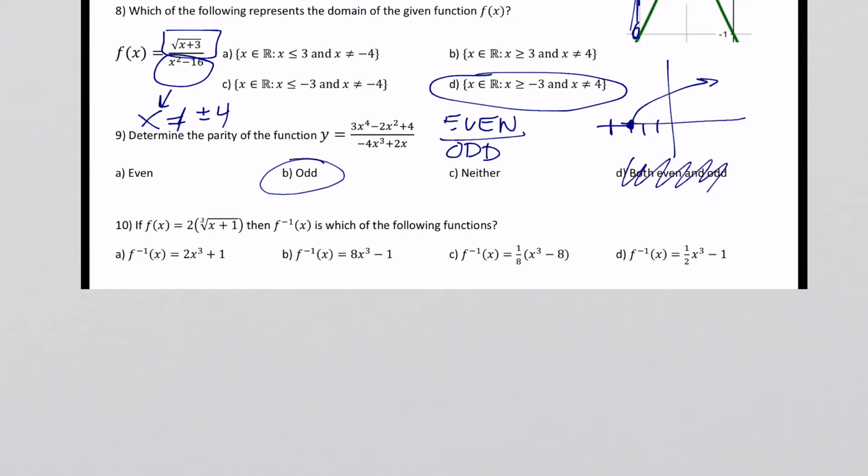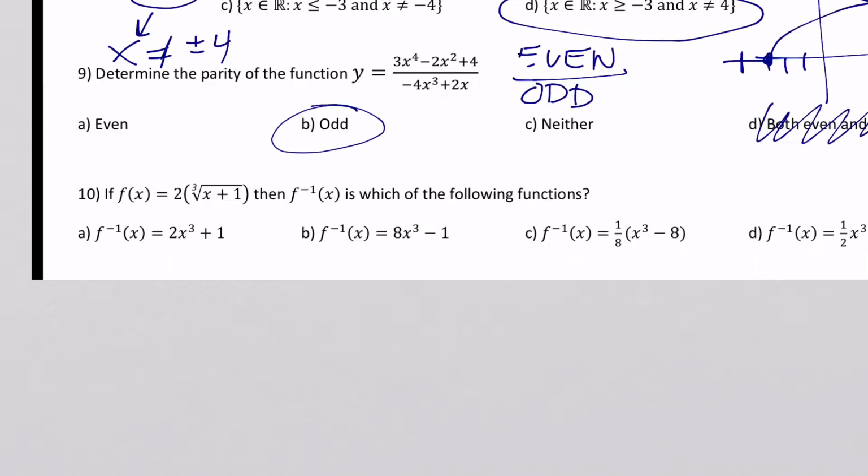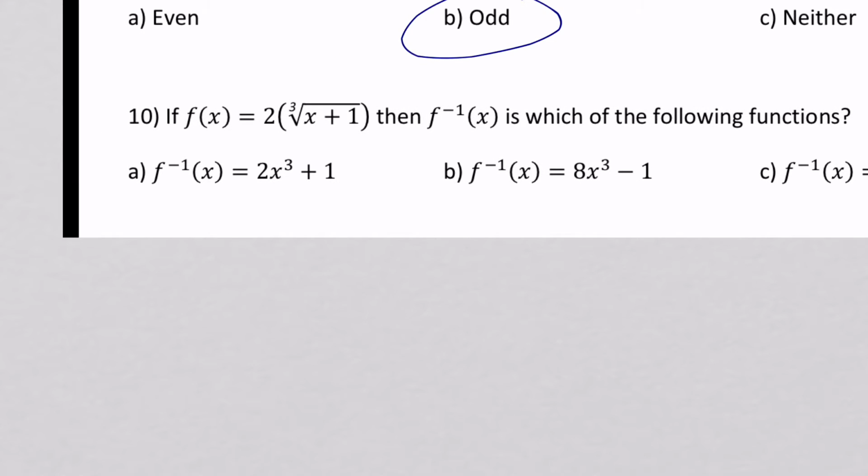So first off, you need to know what this wants. This wants the inverse function, f negative 1 of x. That means f inverse of x. The big idea with inverse functions is that you swap x and y. So you should rewrite this as x equals 2 times the cube root of y plus 1. And now we need to solve for y.